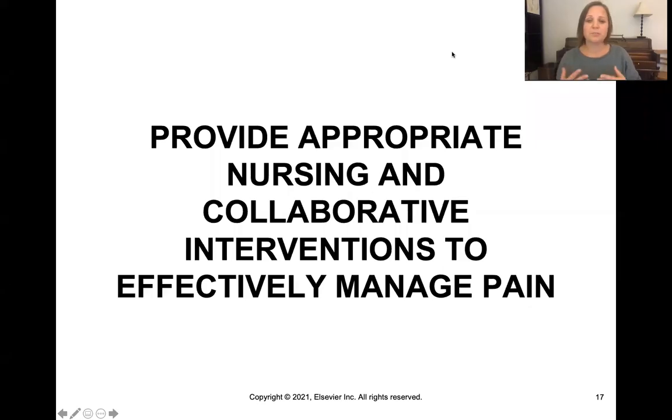So we need to be able to provide appropriate nursing and collaborative interventions to effectively manage pain. And sometimes this means meds, and sometimes it means non-pharmacological pain management. We don't always want to be med pushers. There are other options out there, and we need to look at the whole toolbox of options for pain management as we consider how to help our patients.